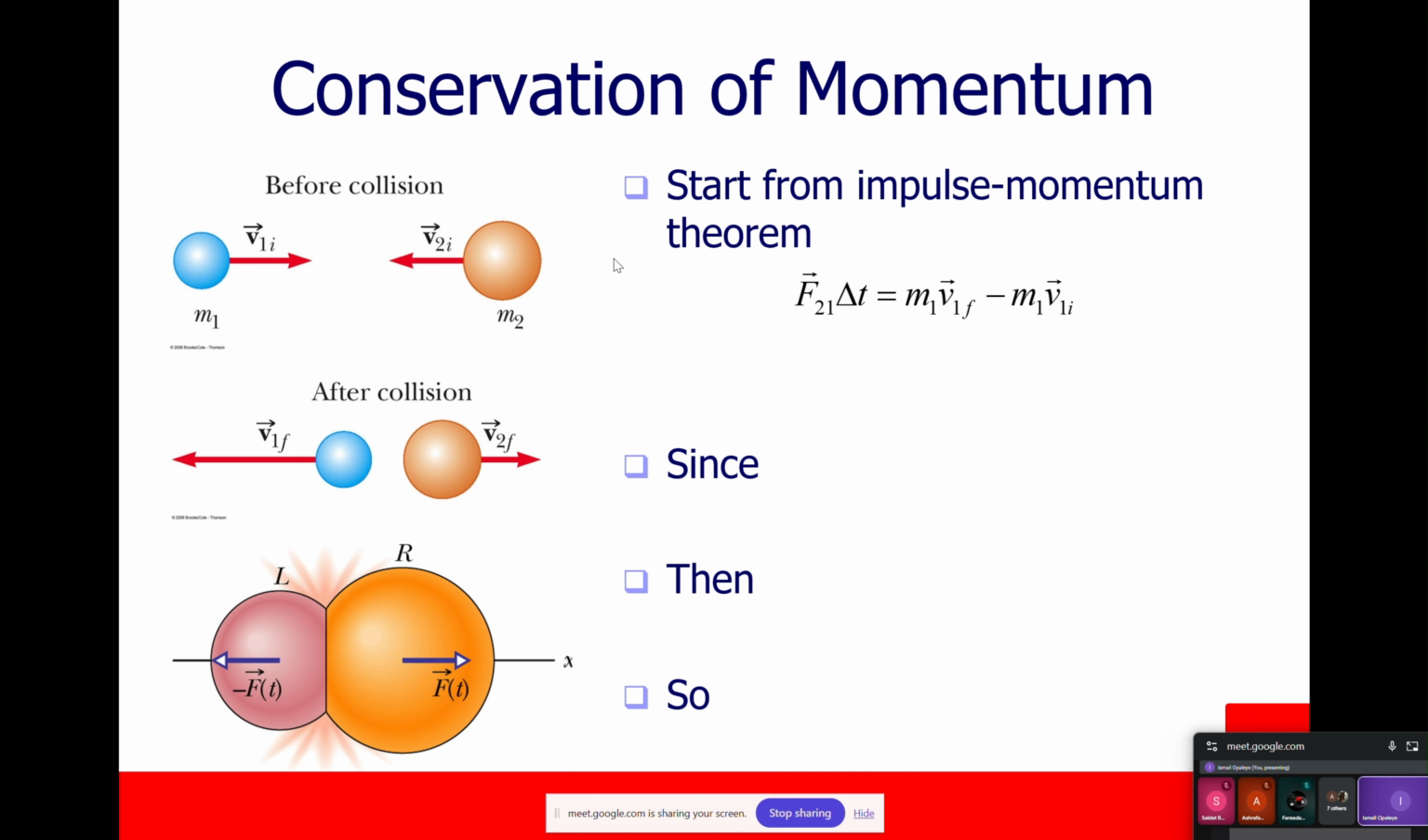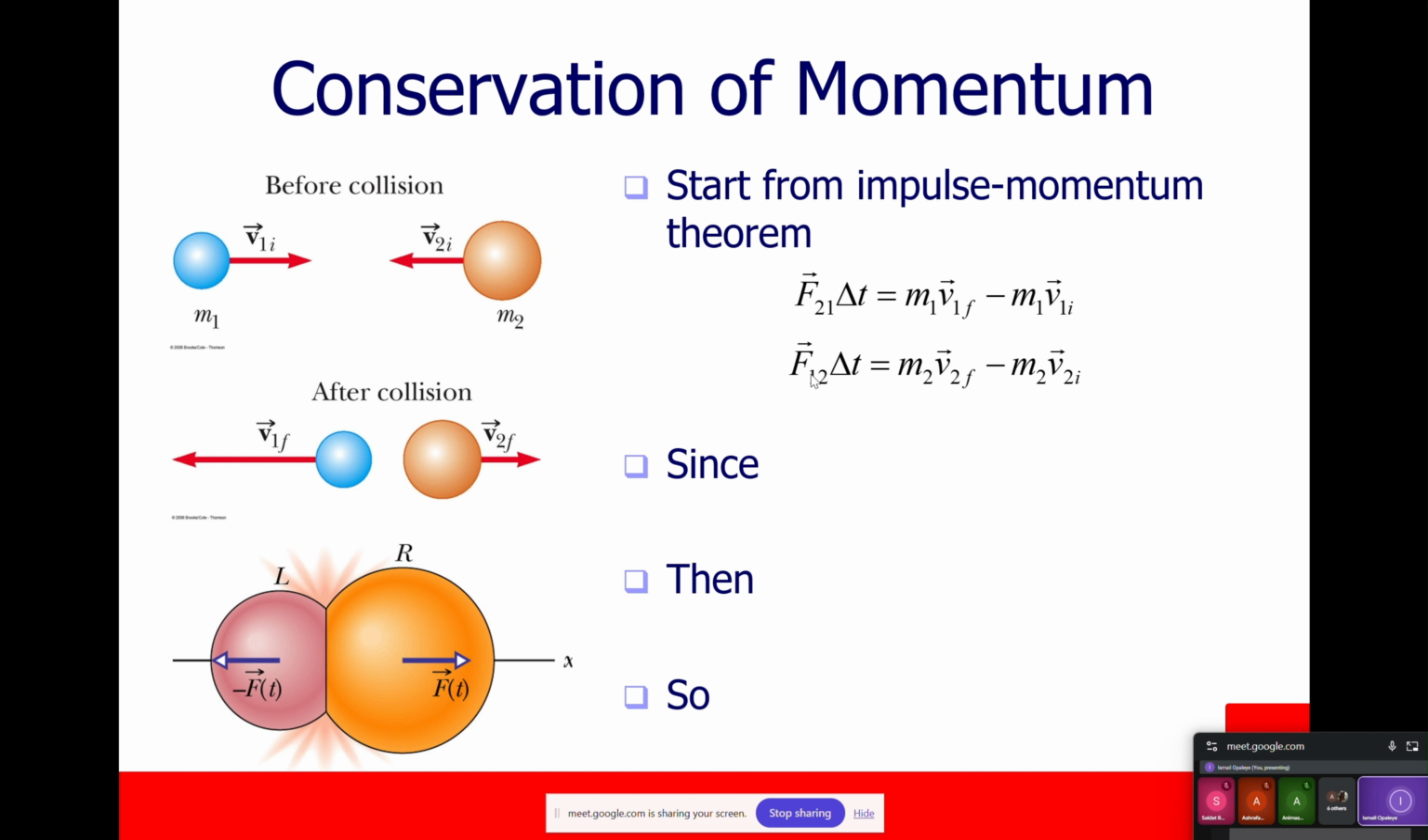So the change in momentum will be the mass m1, that's the mass of the blue ball, multiplied by the final velocity of the blue ball, minus m1 multiplied by the initial velocity of the blue ball. So what we just added here is the change in linear momentum for mass one, that's for the blue ball.